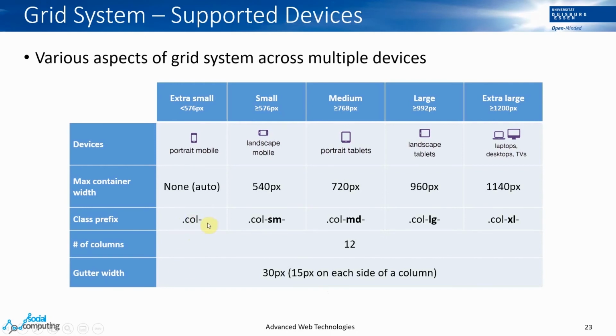But let's say you want to say that this column should be like this on a small device, then you can add a prefix sm to identify that it is a small device. If you want to have a different configuration or setting on a medium device, then you can specify the prefix md.